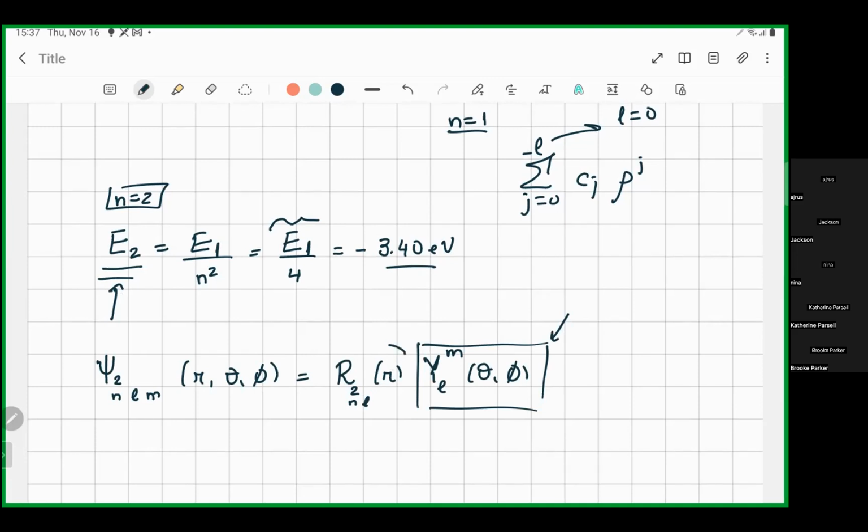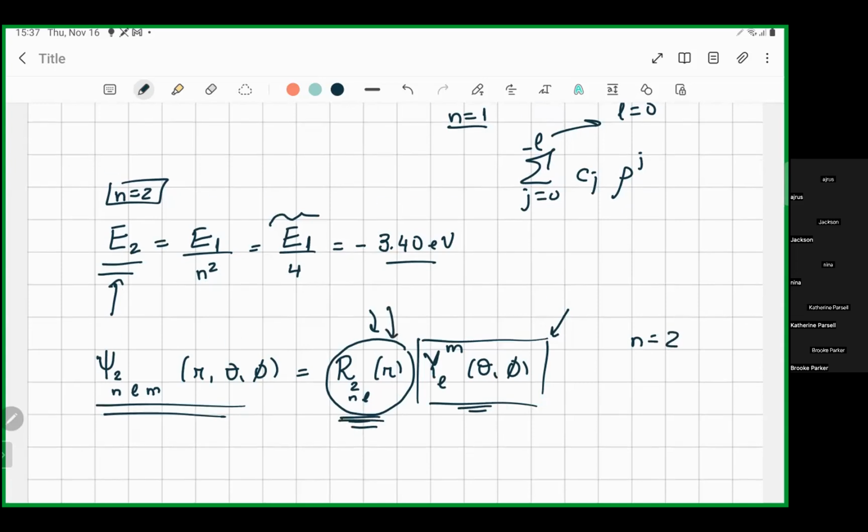What I'm going to do is solve this one with you. If I solve this one and you combine it with the spherical harmonics for n=2, you have the whole solution. Okay, so that's the procedure. So we are just going to do the radial part now.